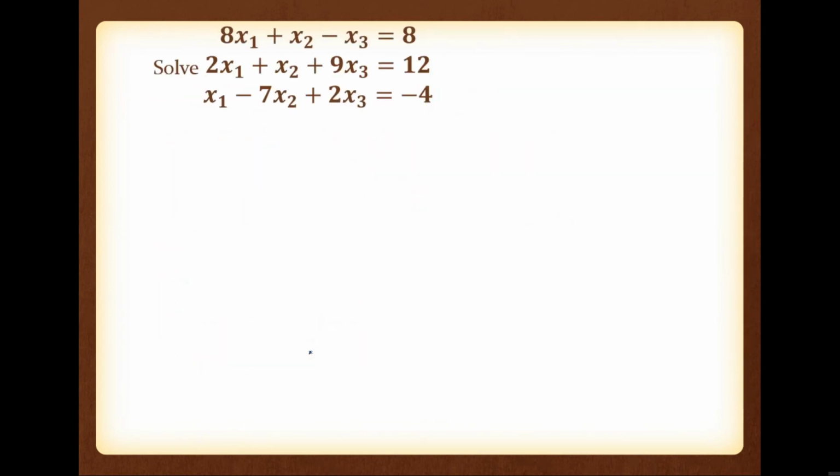So take this system: 8x1 plus x2 minus x3 is equal to 8, 2x1 plus x2 plus 9x3 is equal to 12, x1 minus 7x2 plus 2x3 equal to minus 4. Okay. So first swap the equations. Then by taking x vector, x is equal to 0, 0, 0, iteratively solve this problem.